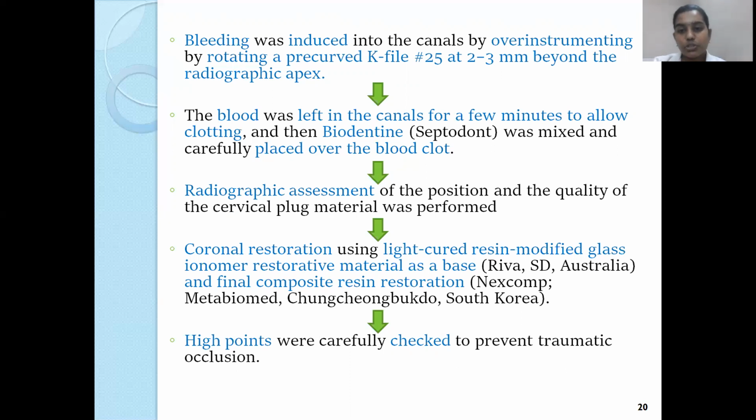Radiographic assessment of the position and the quality of the cervical plug material was performed. Then coronal restoration was done using light-cure resin-modified glass ionomer restorative material as a base, and a final composite resin restoration. Next, the high points were carefully checked to prevent traumatic occlusion.